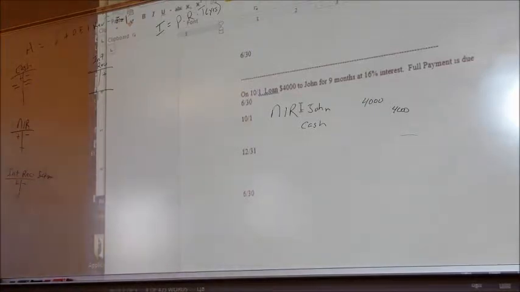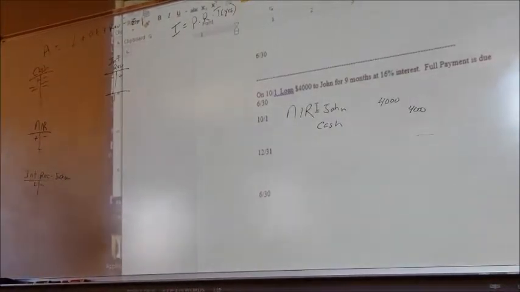Now try to take a minute and do that next entry. On 12/31, you need to do the adjusting entry. This is an adjusting entry, something you could definitely have on your take-home project if you want it as an adjusting entry.